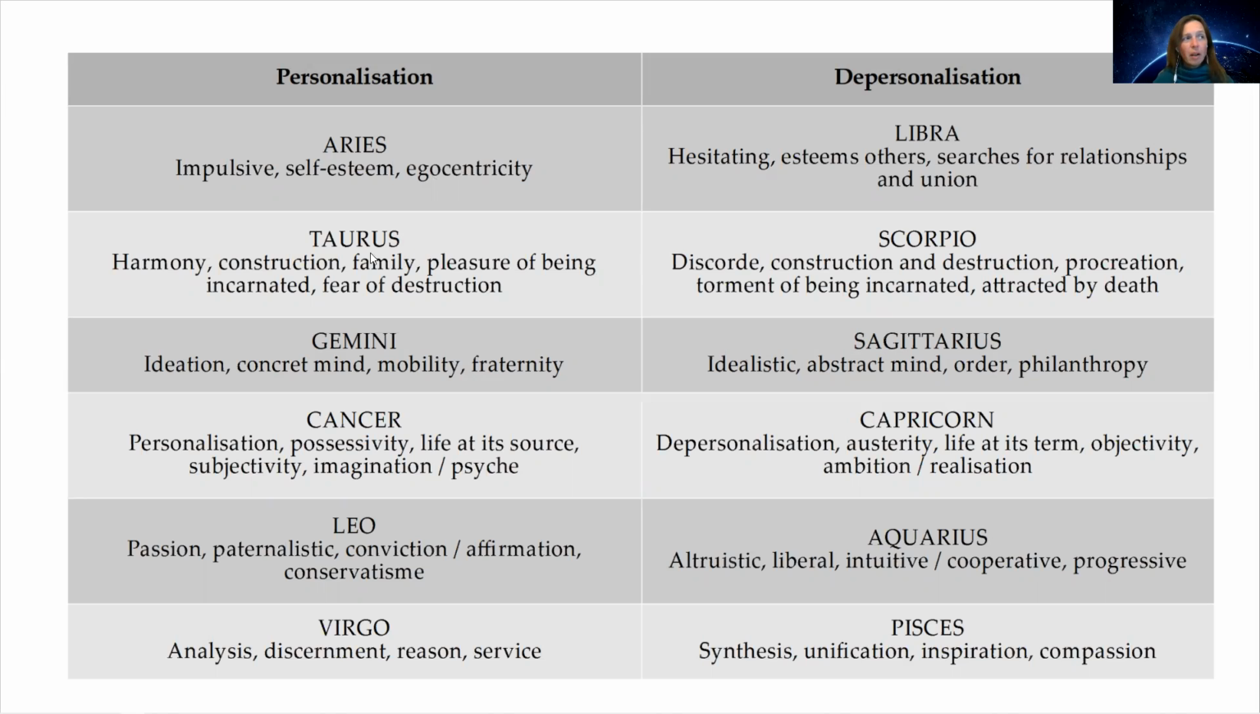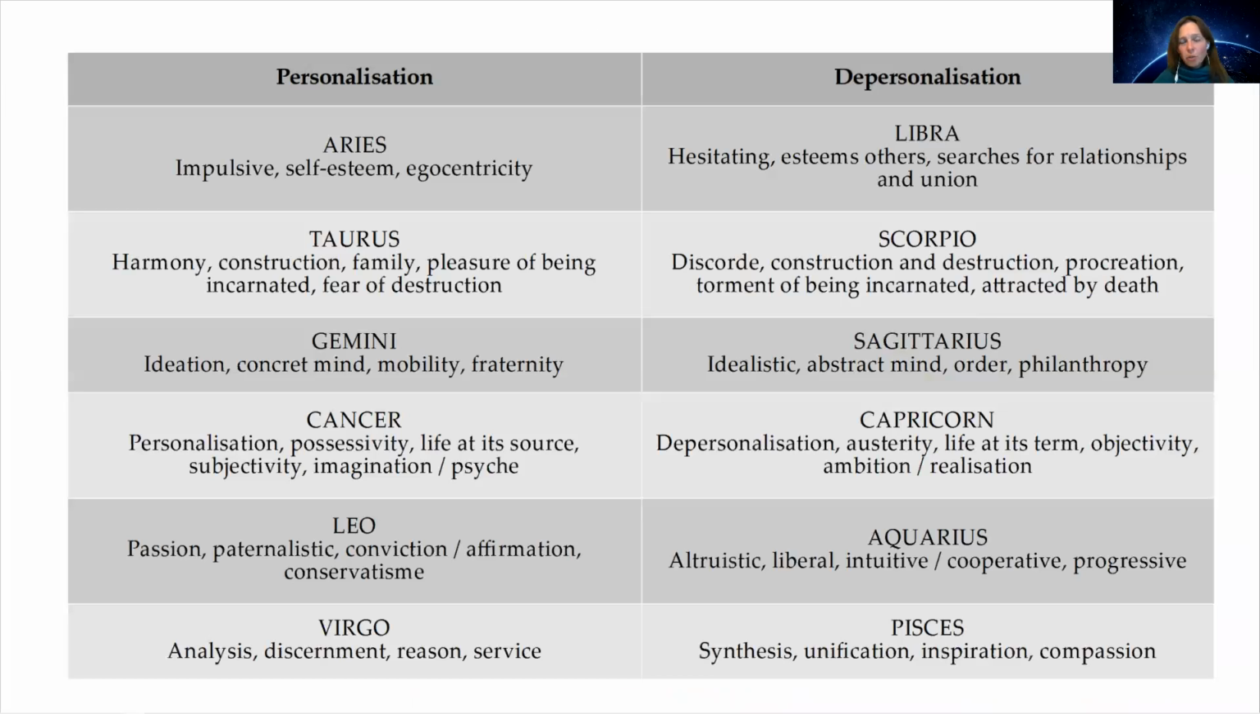With Taurus, we're more like in harmony, in construction, family, pleasure of being incarnated really in the flesh. It's a lot about flesh and sensory pleasures, and obviously fear of destruction. The opposite on the axis would be Scorpio with discord, construction and destruction. Obviously, it's a time of year when leaves are falling and starting to make humus for the next generation. Obviously, procreation as well, and not so much the pleasure of being incarnated like with Taurus, but torment of being incarnated with Scorpio, and obviously the risk of being attracted by shadow, by death.